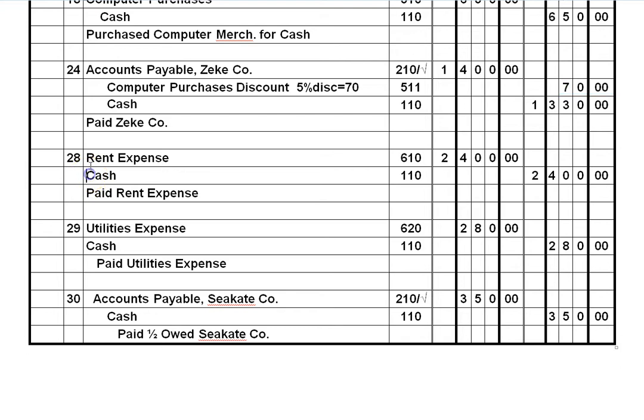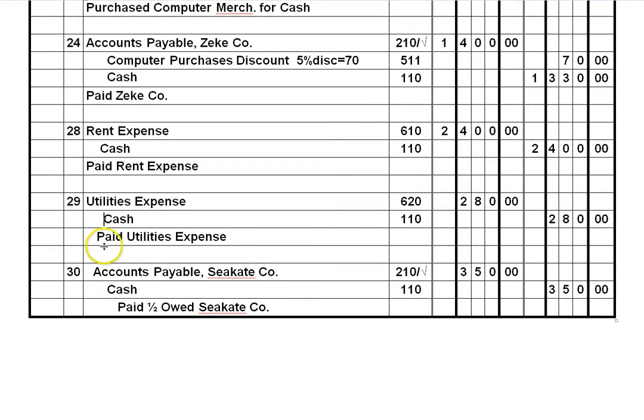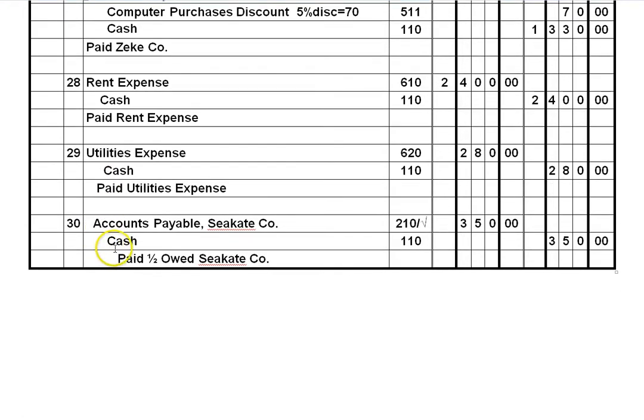This has nothing to do with merchandise. It's just a general transaction. For your review, we paid rent, debit rent, credit cash. We paid utilities, debit utilities, credit cash. Nothing to do with merchandise.